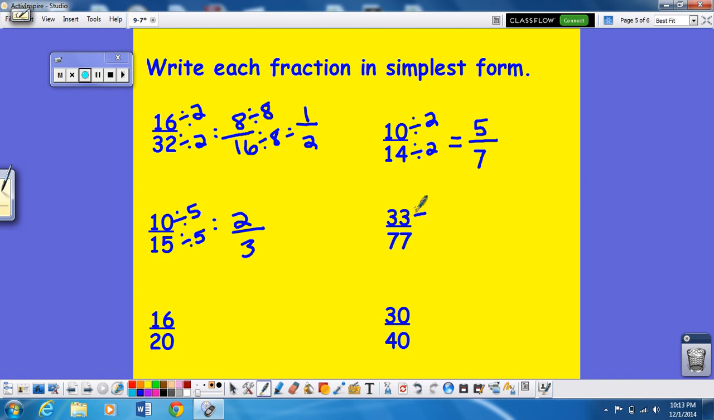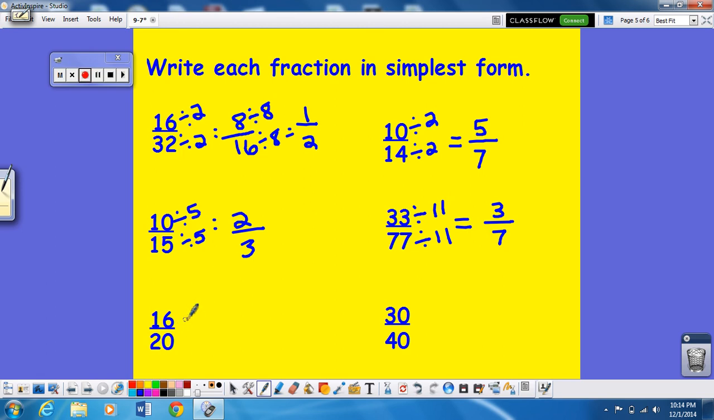Now this one hopefully gets your mind thinking. These are what I like to call doubles. And I know that 11 has to go into those. 33 divided by 11 is 3. 77 divided by 11 is 7. There is nothing that goes into 3 and 7.